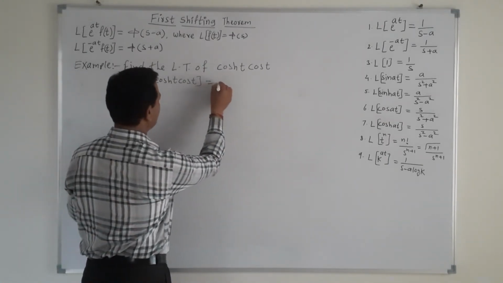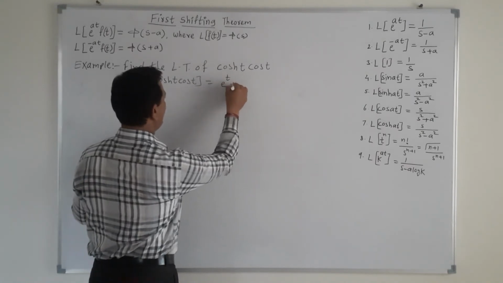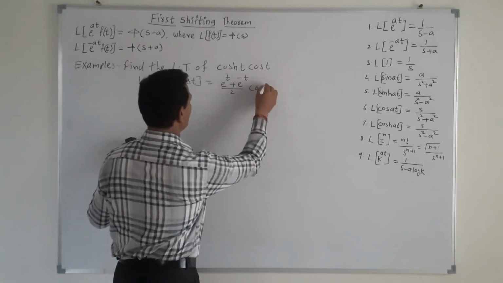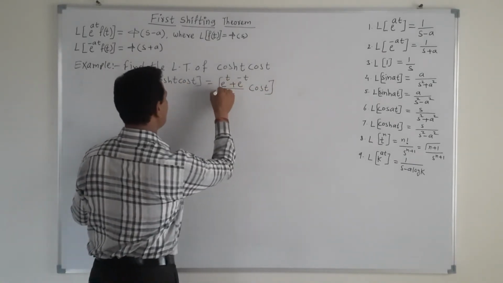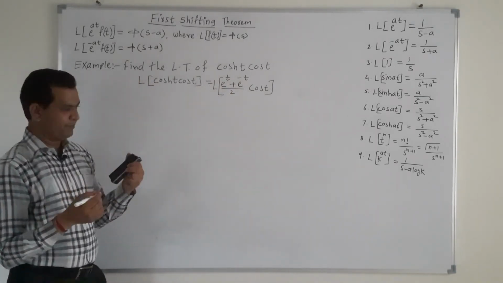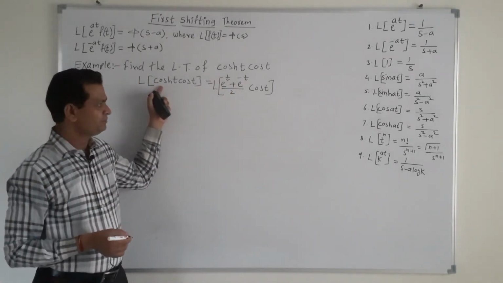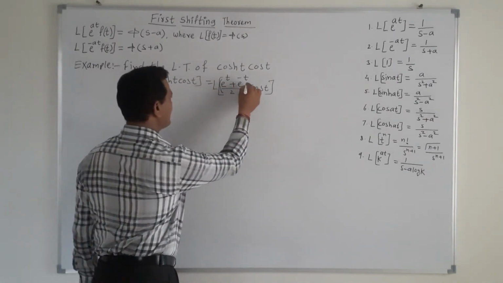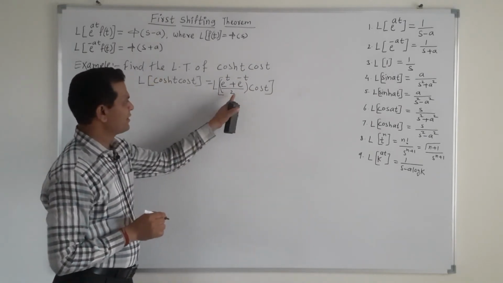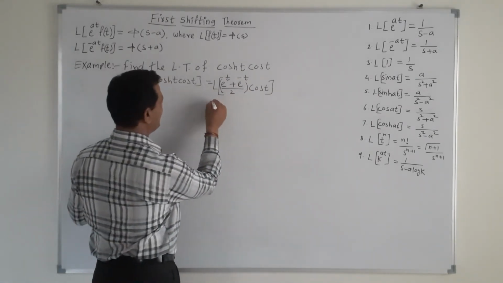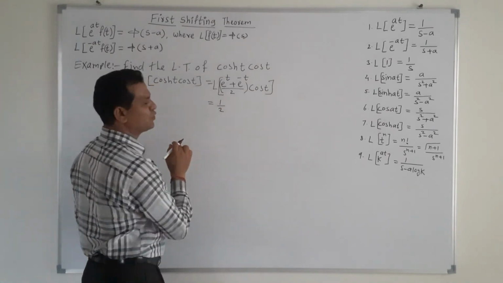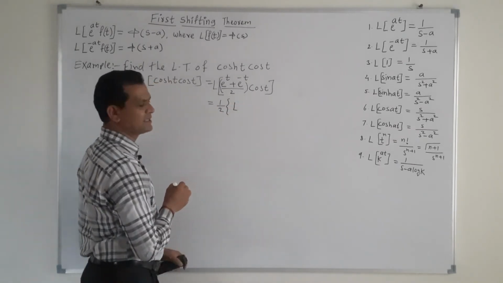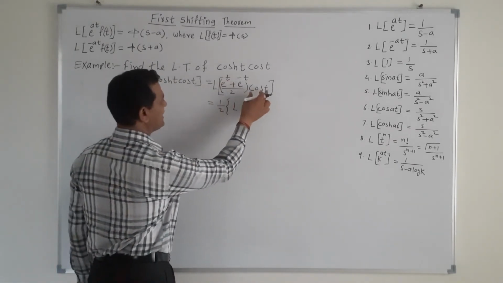So we may write this as (e raised to t plus e raised to minus t) upon 2 into cos t. According to the hyperbolic cosine function, we write cosh t as e raised to t plus e raised to minus t upon 2, so write a bracket here. Now this is the product of two terms. If we simplify, we get 1 upon 2, which is a constant, taken outside the Laplace transformation. Then the remaining term is the Laplace transformation of e raised to t into cos t.